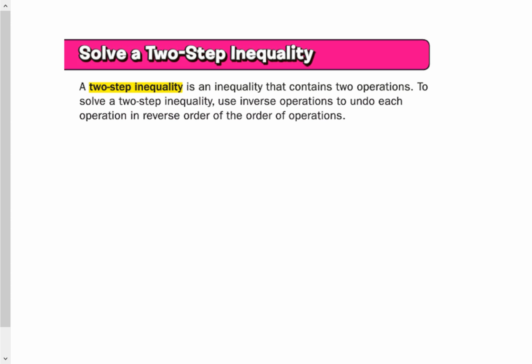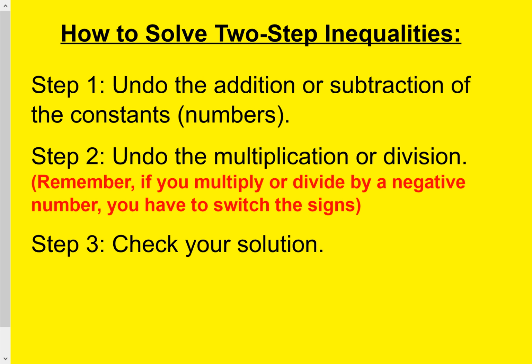To solve a two-step inequality, use inverse operations to undo each operation in reverse order of the order of operations. How to solve two-step inequalities. Step 1. Undo the addition or subtraction of the constants, which is basically the numbers. Step 2. Undo the multiplication or division. Remember, if you multiply or divide by a negative number, you're going to have to switch the signs. And step 3, as always, check your solution.